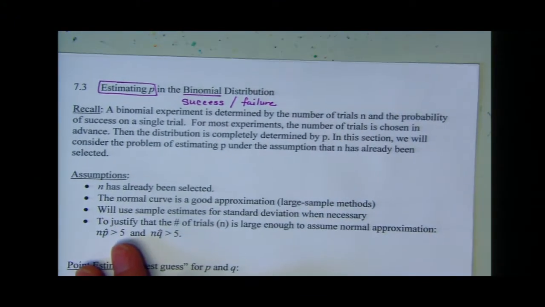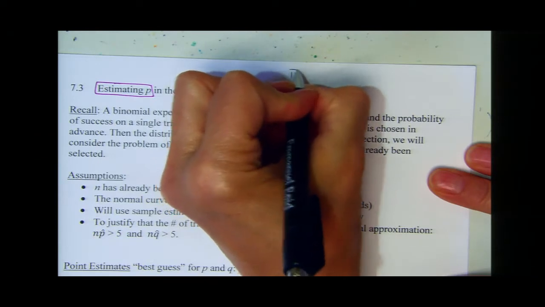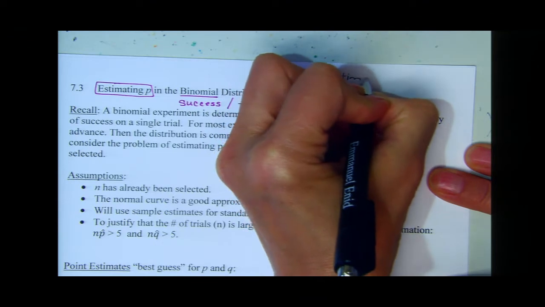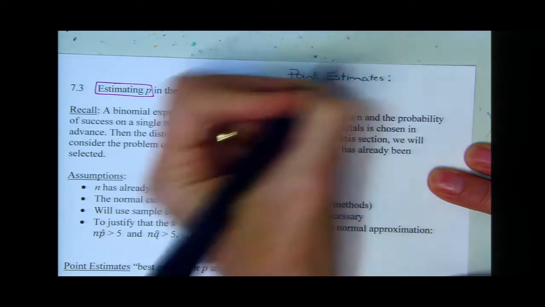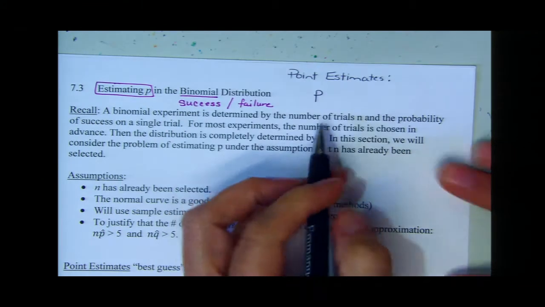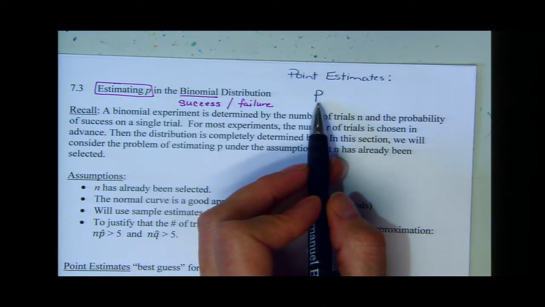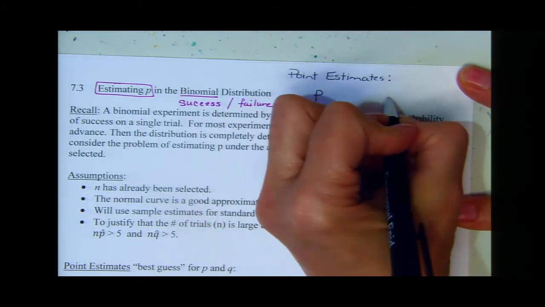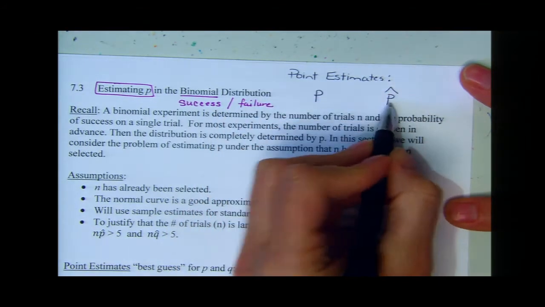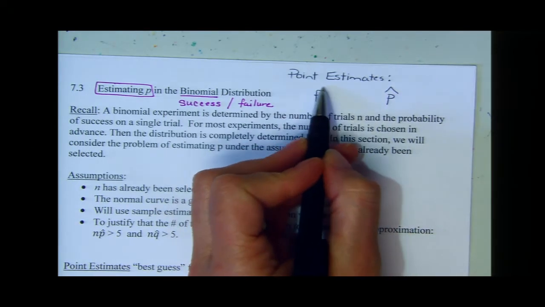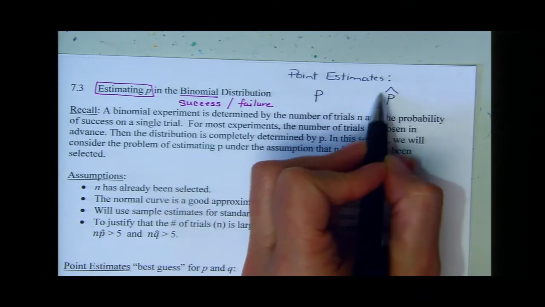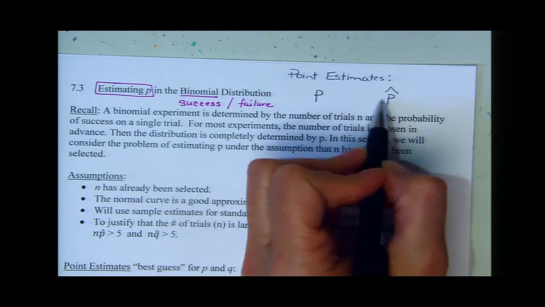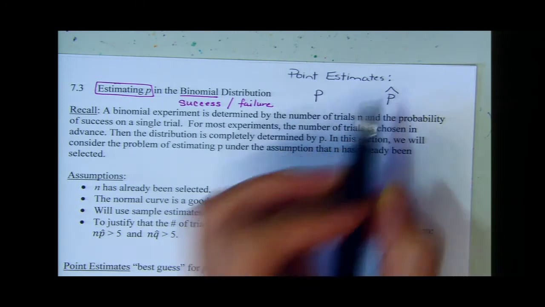Now, one other thing that I want you to remember is we've been talking about point estimates. So P is your population parameter for a proportion. So this is a population value. Its point estimate is P hat. This would be calculated on a population. This would be calculated on a sample. This is what we do not know, we're going to estimate, so this is its point estimate or its best guess.